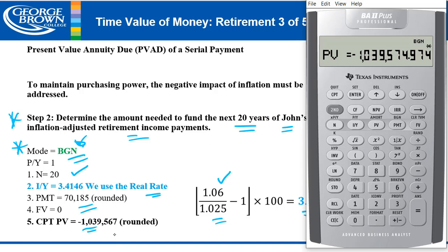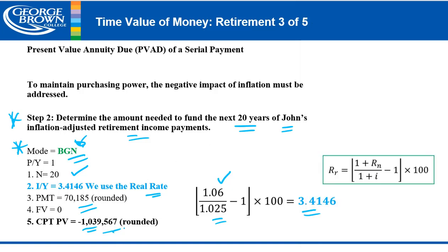Well, some small rounding here, 567 versus my calculator 574. Probably taking this from the Excel. Okay, we're going to show you the Excel. What I'm going to do is run through the calculator first and do the Excel from A to Z rather than jump back and forth in this video. Okay, so that's step number 2 done.